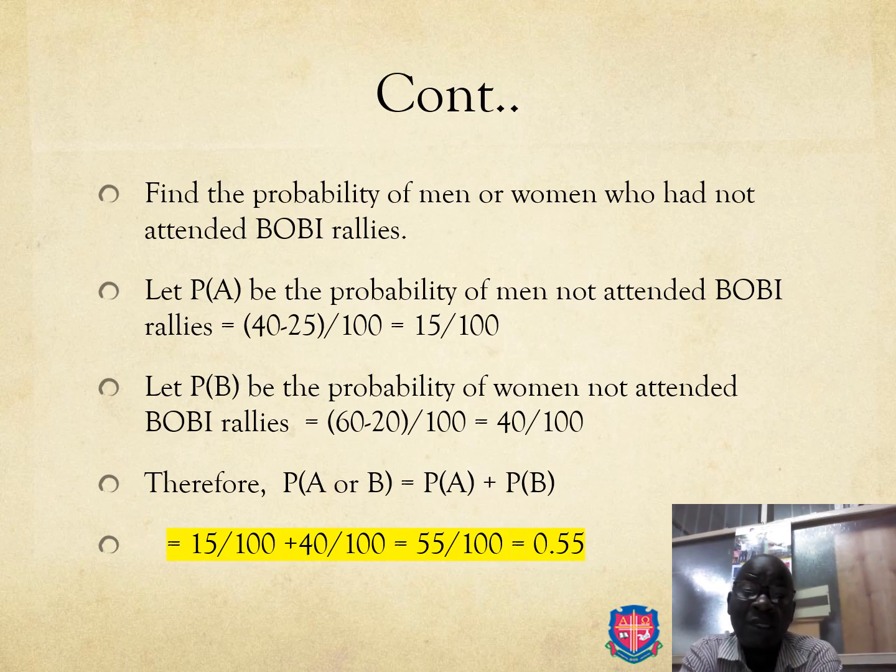That's the probability. And let probability B be the probability of women not attended Bobby Larry's. That means the total number of women was 60, subtract the 20 who attended, you remain with the 40 women who did not attend out of 100. Therefore, probability of A or B, which is equal to probability of A plus B, is equal to 15 over 100 plus 40 over 100, which is 55 over 100, and is equal to 0.55. So that would be the answer if I had given it to you as something to work.